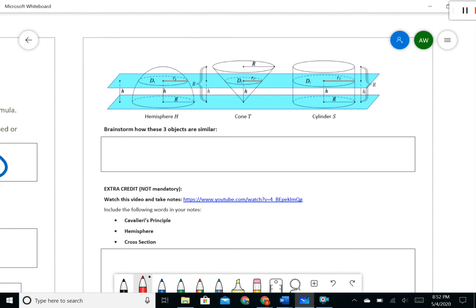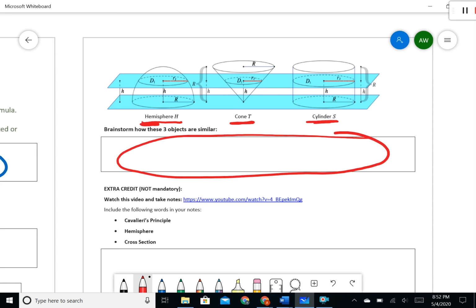So here we have 3 objects. We have a hemisphere, which is half of a sphere, right? Hemisphere, hemi, that prefix means half. Then we have a cone, which you guys have seen in the past little bit, and also a cylinder, which we've also talked about previously. So what I'd like you to do in this box is think about how are these 3 things similar? When you look at each of these 3 shapes, what do they all have in common? Take a moment and write that down.